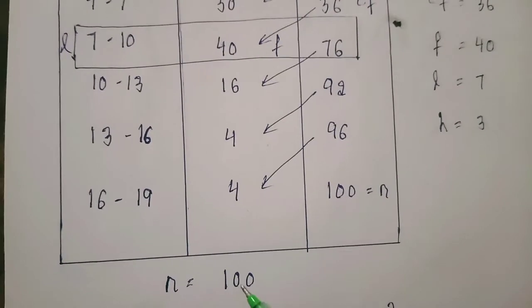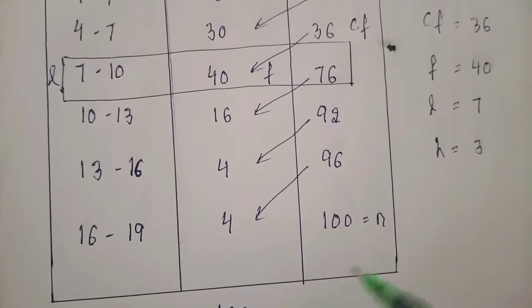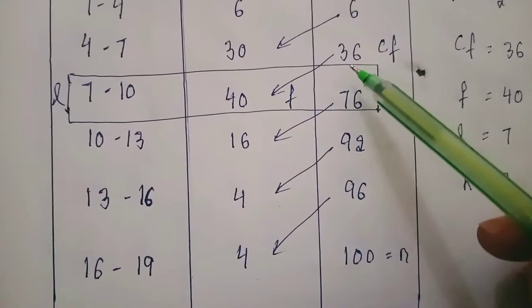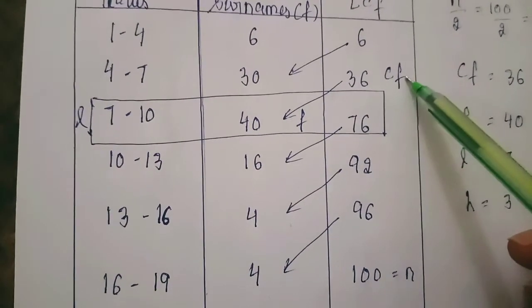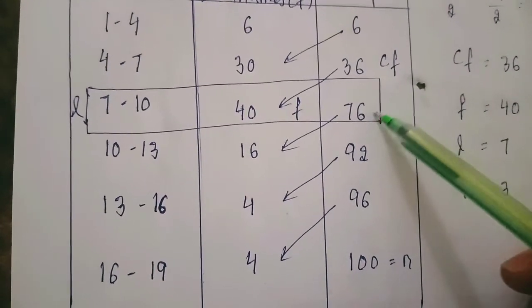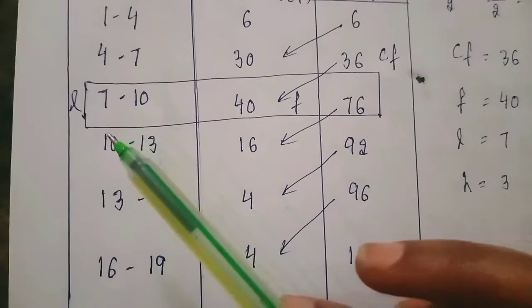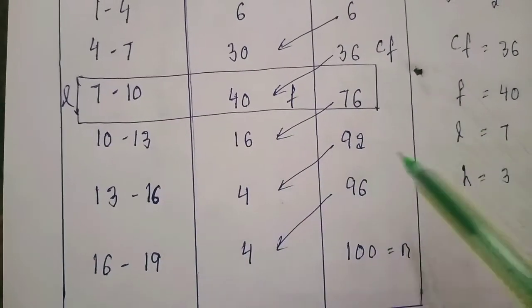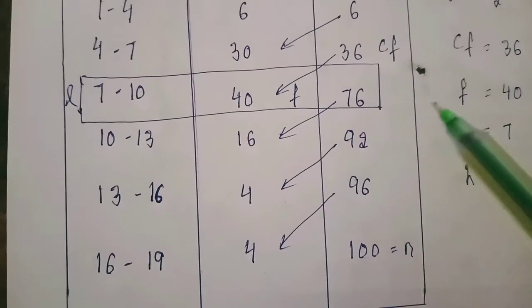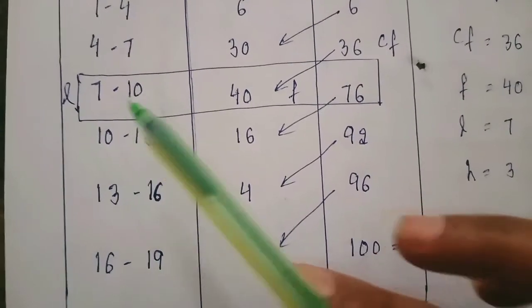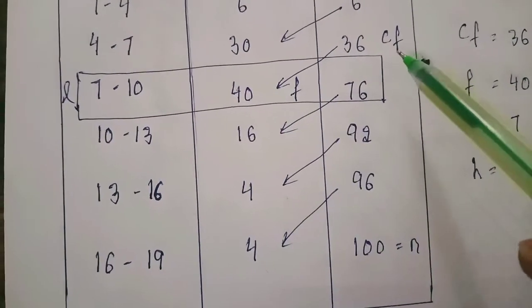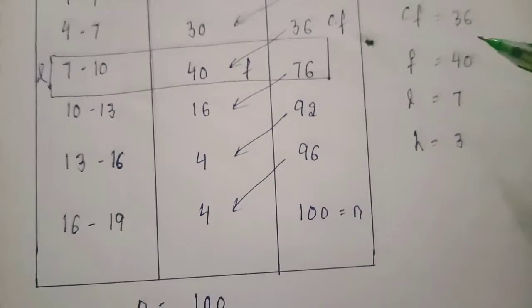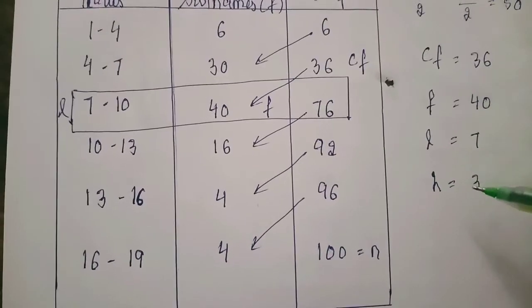Now what is 100 by 2? That is n by 2, which is 50. And you can see up to 36 it will be in the second class interval. 50 falls in the third class interval. So 7 to 10 becomes the median class. So L is 7, F is 40, CF is 36. And the class size is H, that is 3.